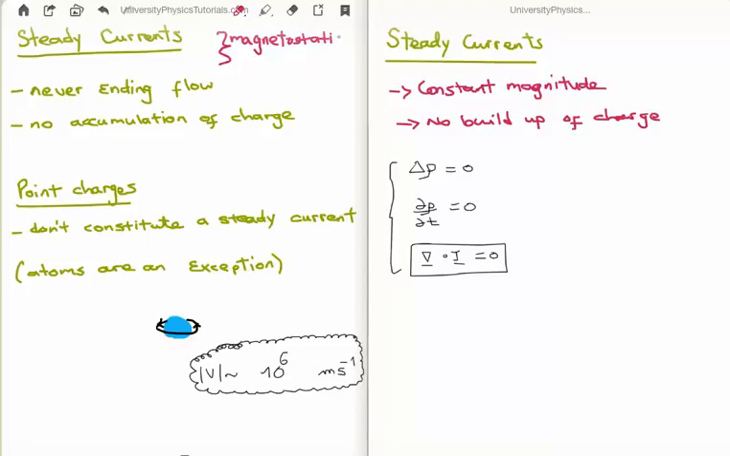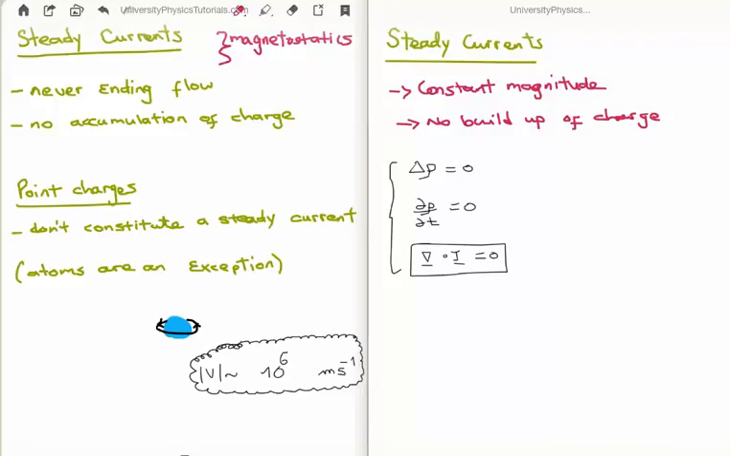You might ask yourself, why is that? Well, you think about it, currents are the sources of the magnetic force. So steady currents will give us the static magnetic forces. So we'll talk about magnetostatics. Steady currents, magnetostatics. And they're at the limit that we can't reach, of course, of never-ending flow and no accumulation of charge. However, in many real situations, we can approximate what's happening with a steady current and therefore invoke the results of magnetostatics.